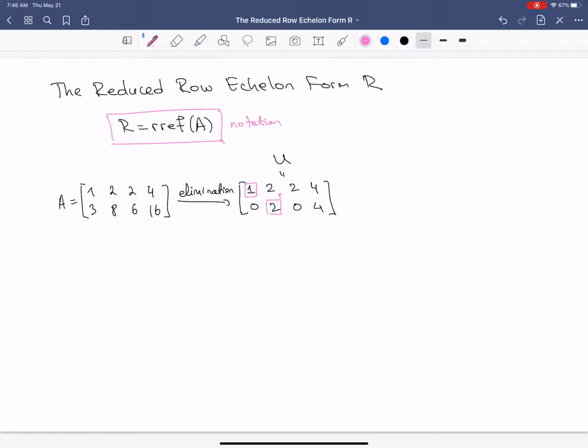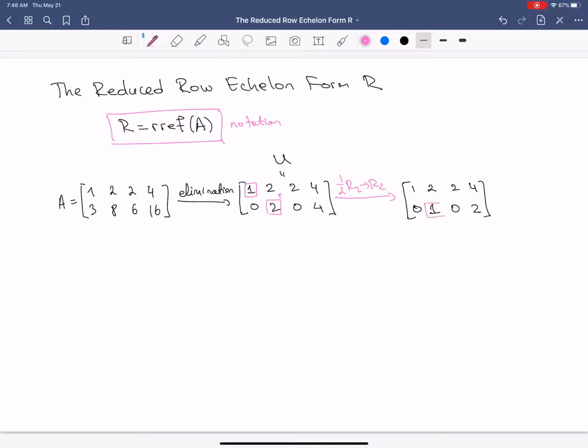The first step will be to get a 1 instead of the 2. So that operation is simply R2 becomes 1/2 R2. So I can divide the second row by 2 everywhere. That's an allowed operation. I'm going to get 1, 2, 2, 4, 0, 1, 0, 2. It's nice to work with smaller numbers, so this is a nice change.